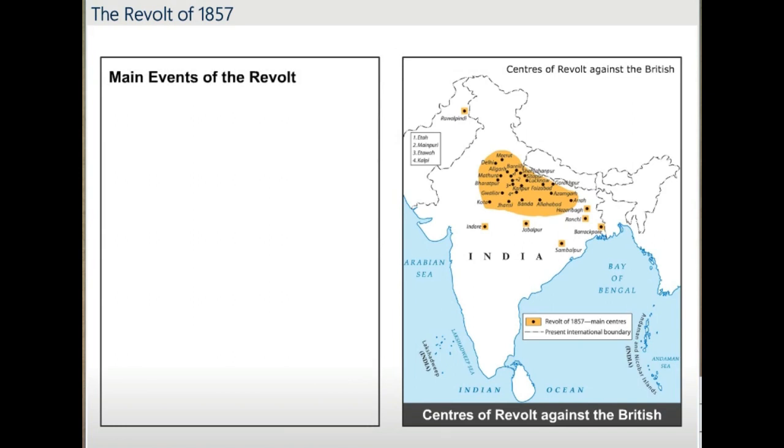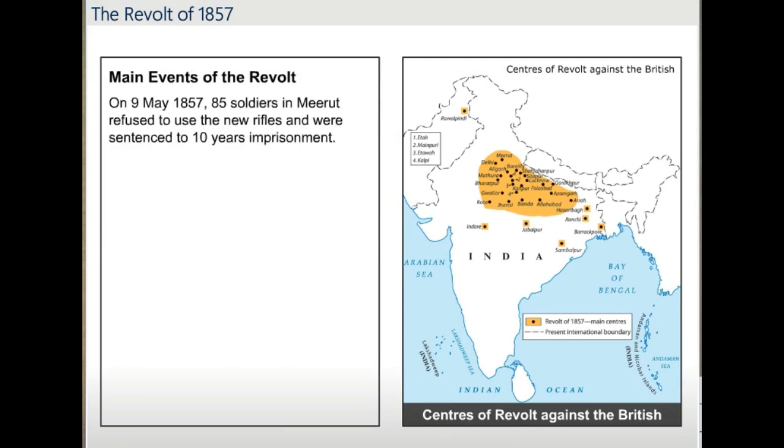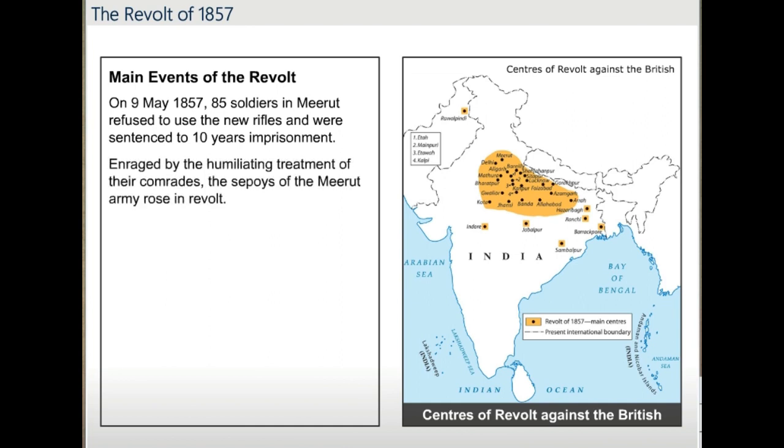Main events of the revolt. On 9th May 1857, 85 soldiers in Meerut refused to use the new rifles and were sentenced to 10 years imprisonment. Enraged by the humiliating treatment of their comrades, the sepoys of Meerut army rose in revolt. The sepoys stormed the jail and freed their comrades and attacked their European officers.